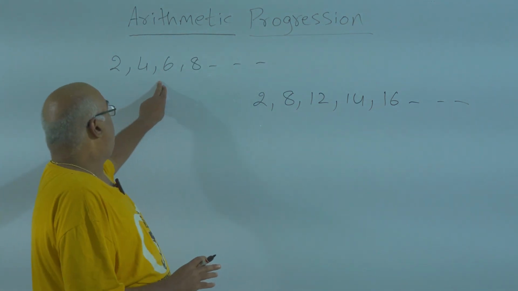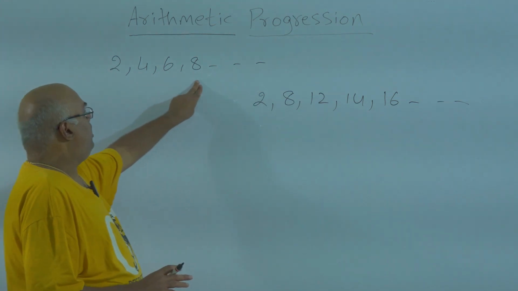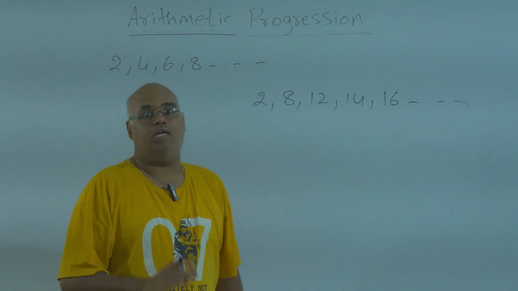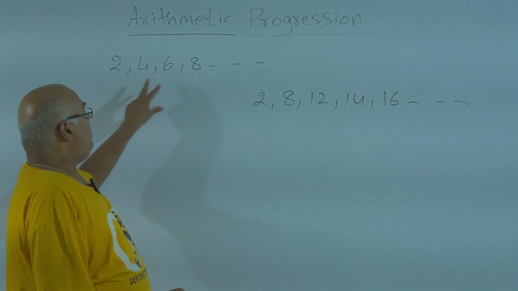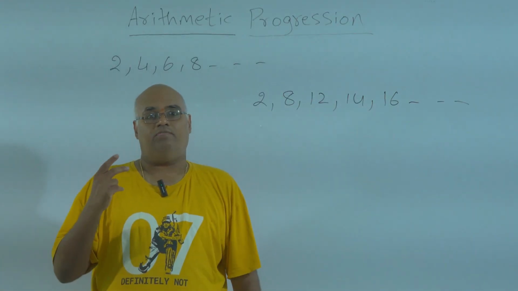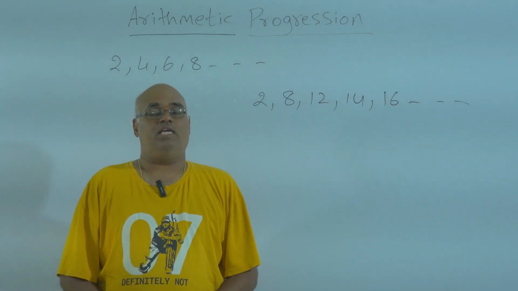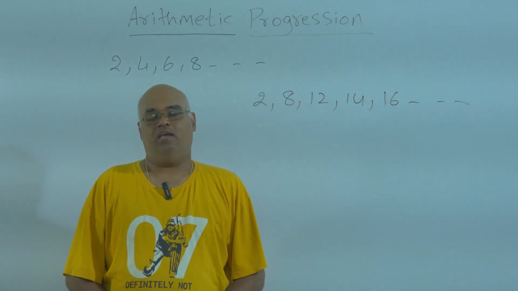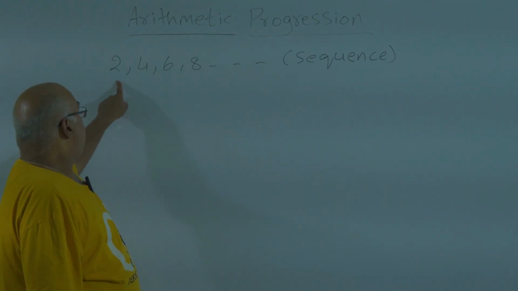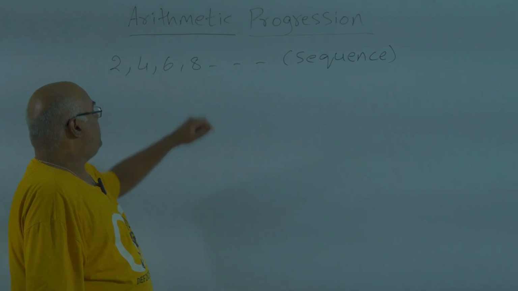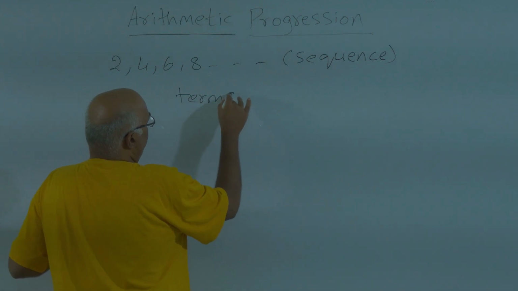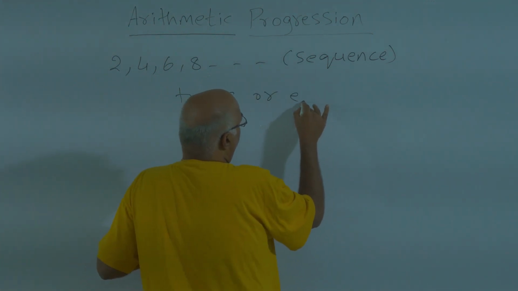If you see the first collection of numbers, they are arranged in a definite order, that is from smaller to bigger, and not only that, they are following a certain rule. The difference between any two consecutive numbers is equal to 2. Any collection of numbers which satisfies these first two conditions is called a sequence. Here we have numbers 2, 4, 6 and 8. These numbers are called terms or elements of the sequence.